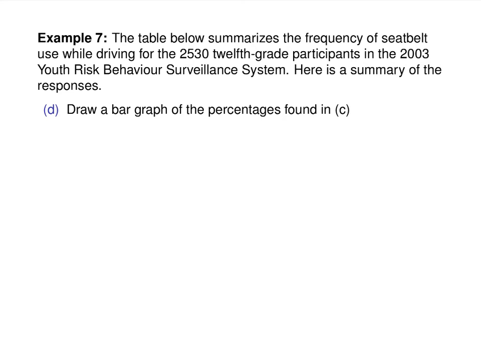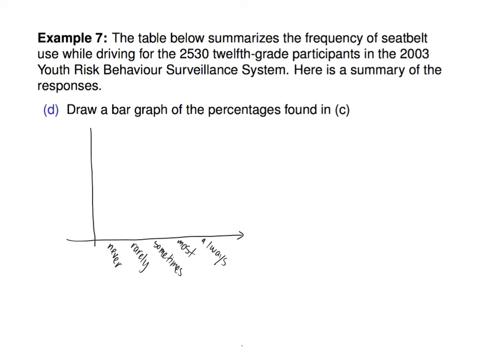So next, let's draw a bar graph of the percentages that we found in part C. So draw 2 axes. On this lower axis, which is like the x-axis in lots of other math classes, we are going to put our categories. So we have never, rarely, sometimes, most times, and always. And on the vertical axis, we're going to have the percent.